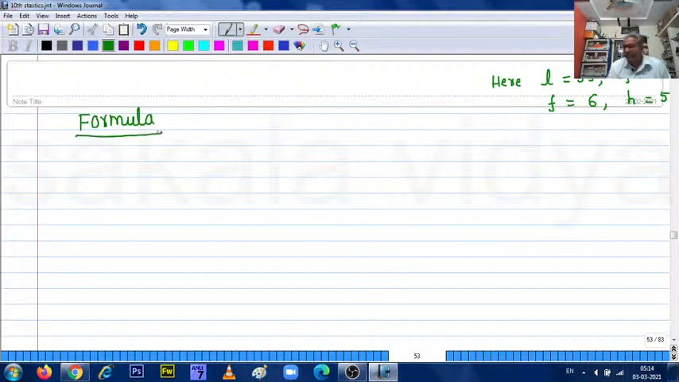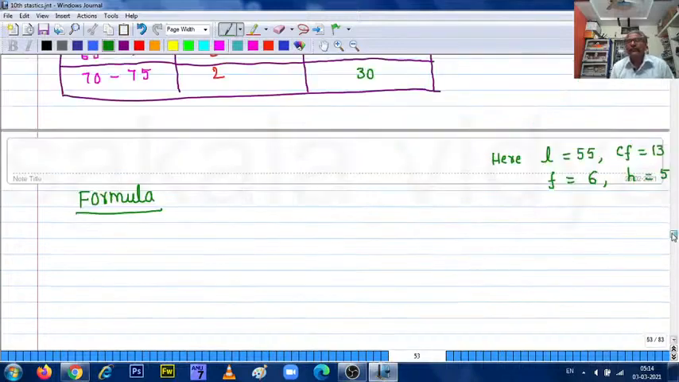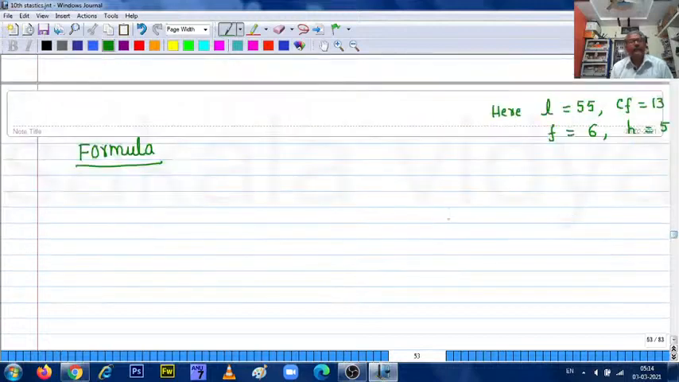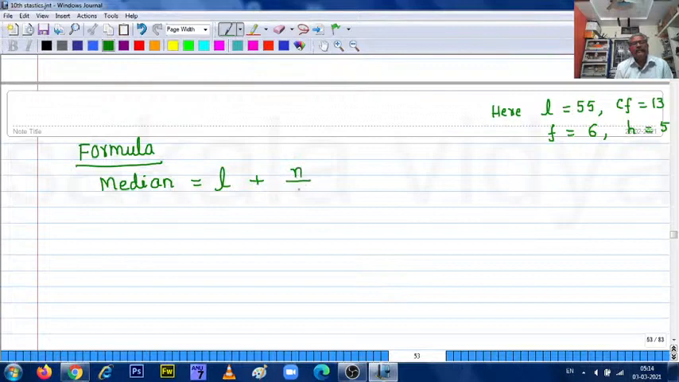The formula is also very important in the examination. You need to write the formula. So the formula: median equals L plus n by 2 minus cumulative frequency CF upon F, multiplied with h.